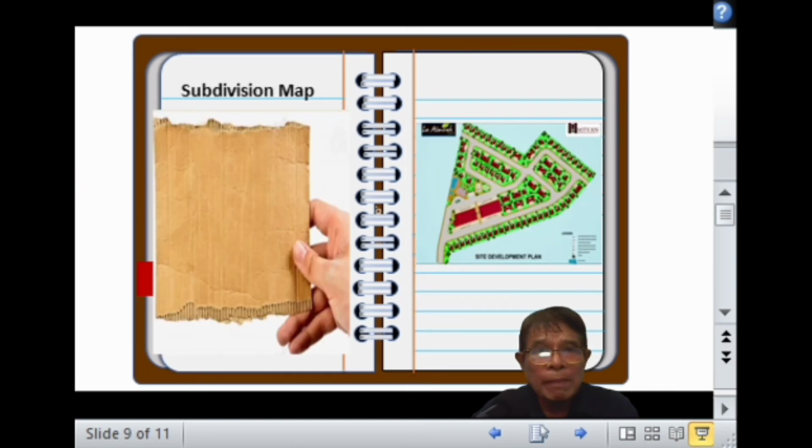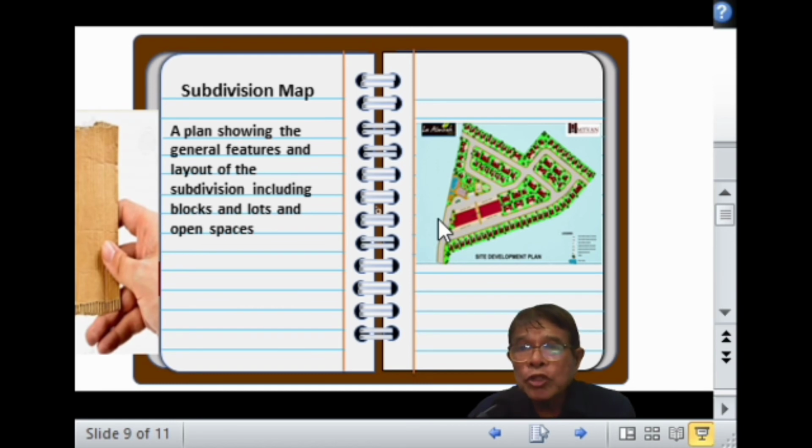Next is Subdivision Map. Subdivision Map is a plan showing the general features and layout of the subdivision, including blocks and lots and open spaces. This is an example of a subdivision map. Every subdivision map should have a phase number, block number, lot number, and the lot area written in the map. You must familiarize yourself with the subdivision map, as you will have to orient your buyer on all the features of the lot and its exact location and area within the subdivision.